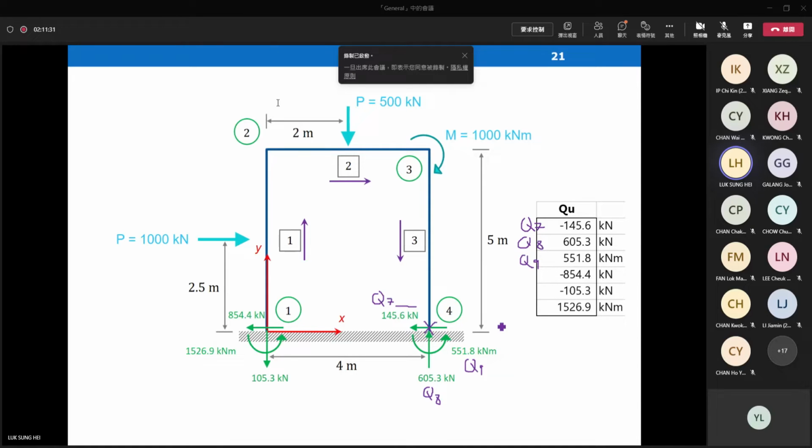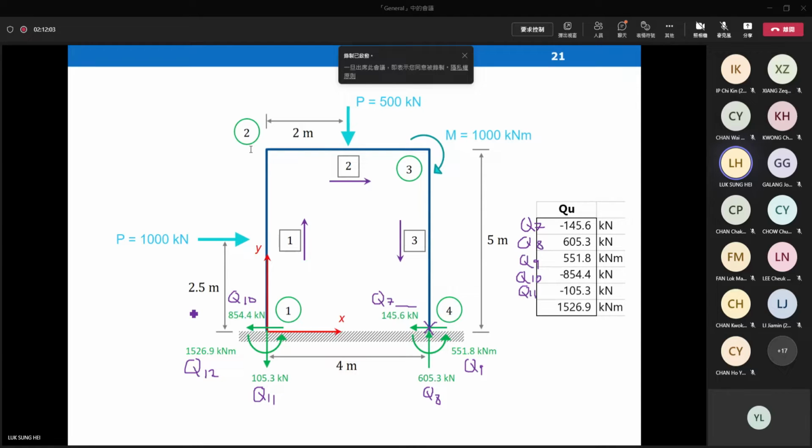So after you finish the calculations, you have to know how to convert them back to the picture. Pointing to the left, pointing to the right, point up, point down, clockwise, anti-clockwise. And then Q10, 10 is the order fixed end here. Q11 is pointing directly right here. And then Q12. Q12 is a big moment at the support.